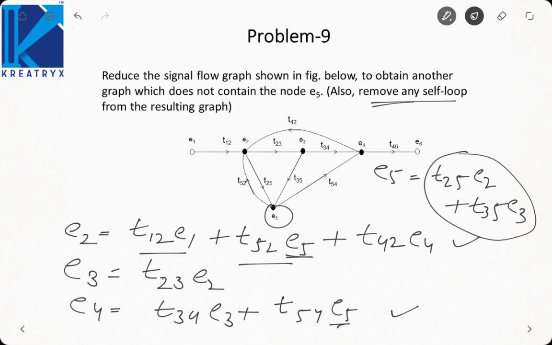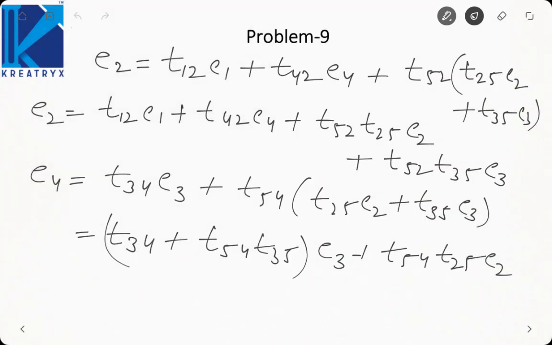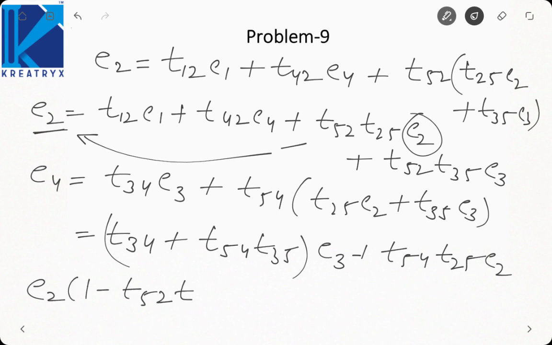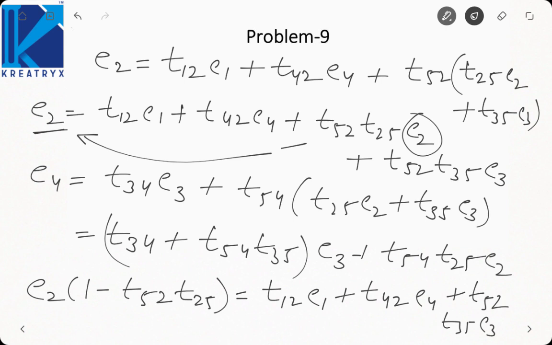Okay. Now in the problem it is also said that the graph should not have any self loop. Now if you see in the expression of E2, E2 depends on E2. That means it is a self loop. So we need to remove this self loop. For that what we can do is, we can take this term to LHS. So I can write E2 times 1 minus T52 T25 is equal to T12 E1 plus T42 E4 plus T52 T35 E3. Okay, this would be my E2 equation.